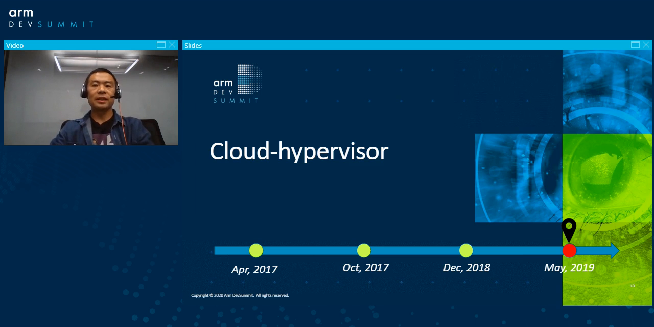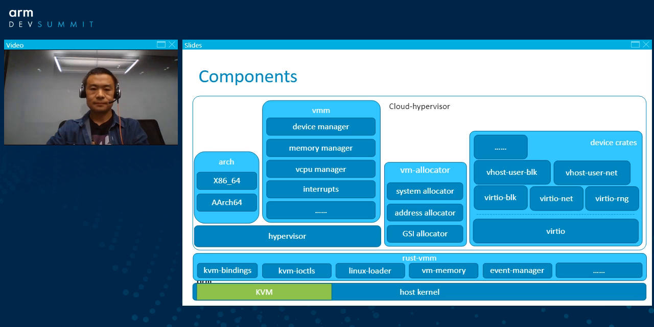In May 2019, Intel announced a new VMM project, that is, Cloud-hypervisor. It was based on Rust-VMM. Here is a diagram to show the major components of Cloud-hypervisor. Let me introduce them from bottom up and left to right, one by one.